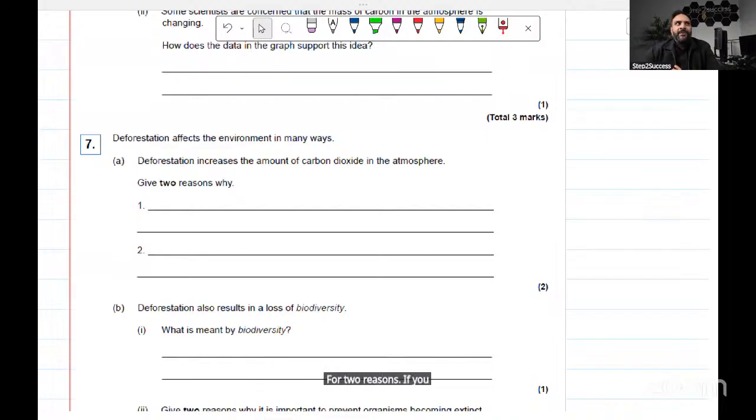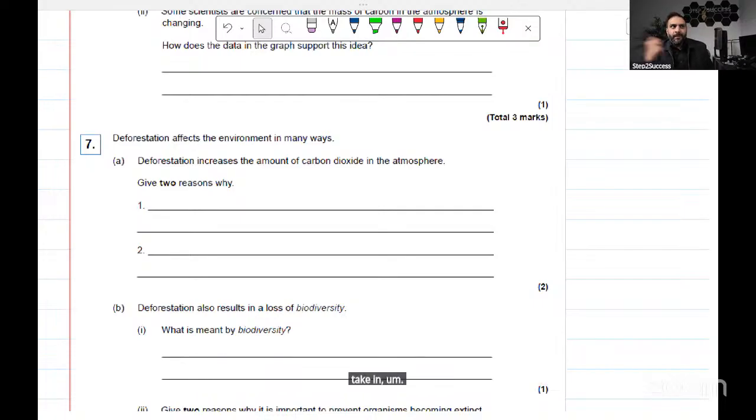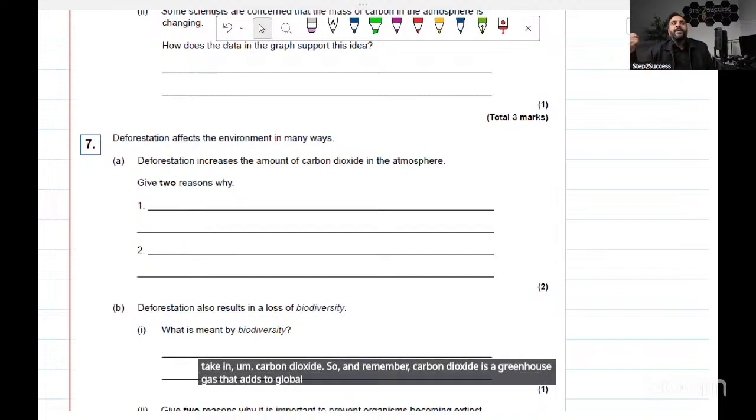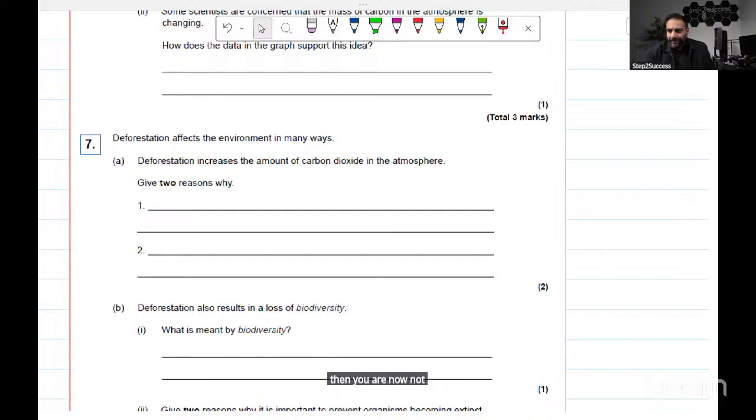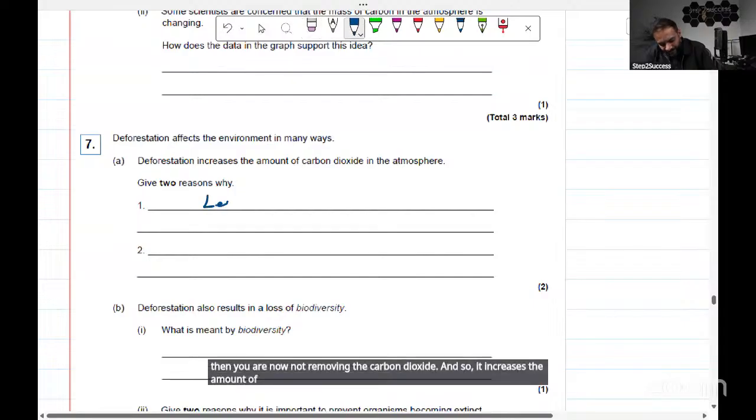If you cut down trees, that's what deforestation is, then it reduces the amount of carbon dioxide taken in by those trees for photosynthesis, right? Trees and plants take in carbon dioxide. And remember, carbon dioxide is a greenhouse gas that adds to global warming. So if you're cutting down trees that are usually removing the carbon dioxide, then you are now not removing it. And so it increases the amount of carbon dioxide because there would be less photosynthesis happening.